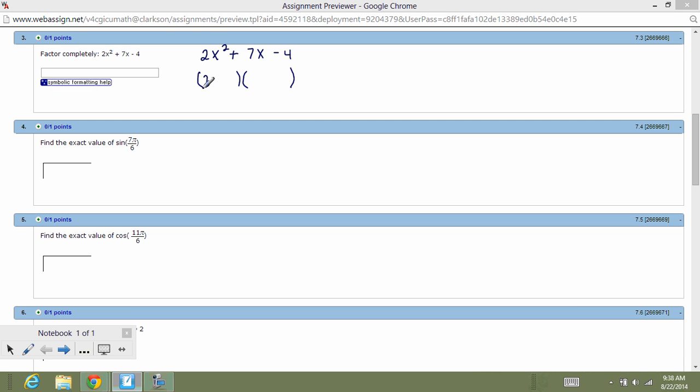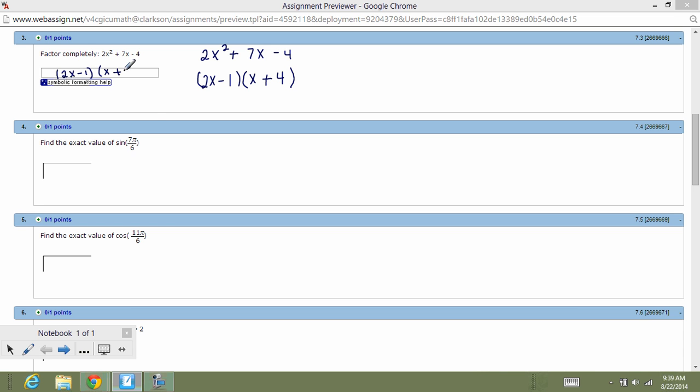And so you should have a 2x and an x when you were all done. And then we're going to have a plus 4 with the x and going to have a minus 1 when everything is said and done. And so in some order, you would have entered 2x minus 1 and x plus 4.